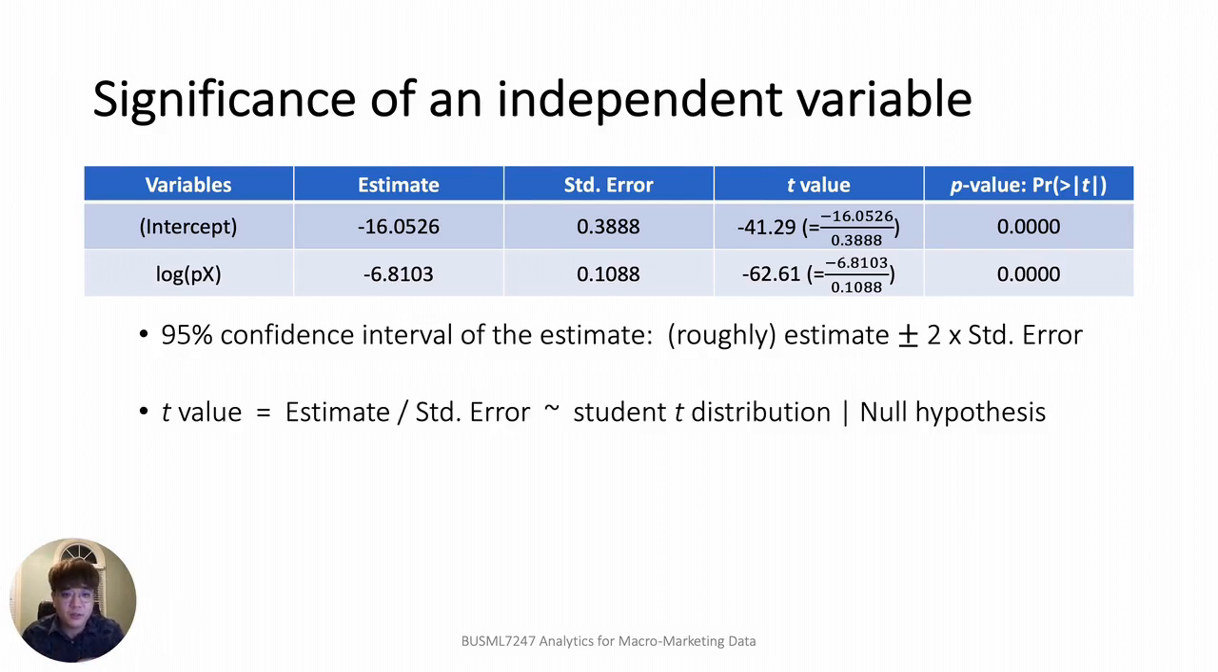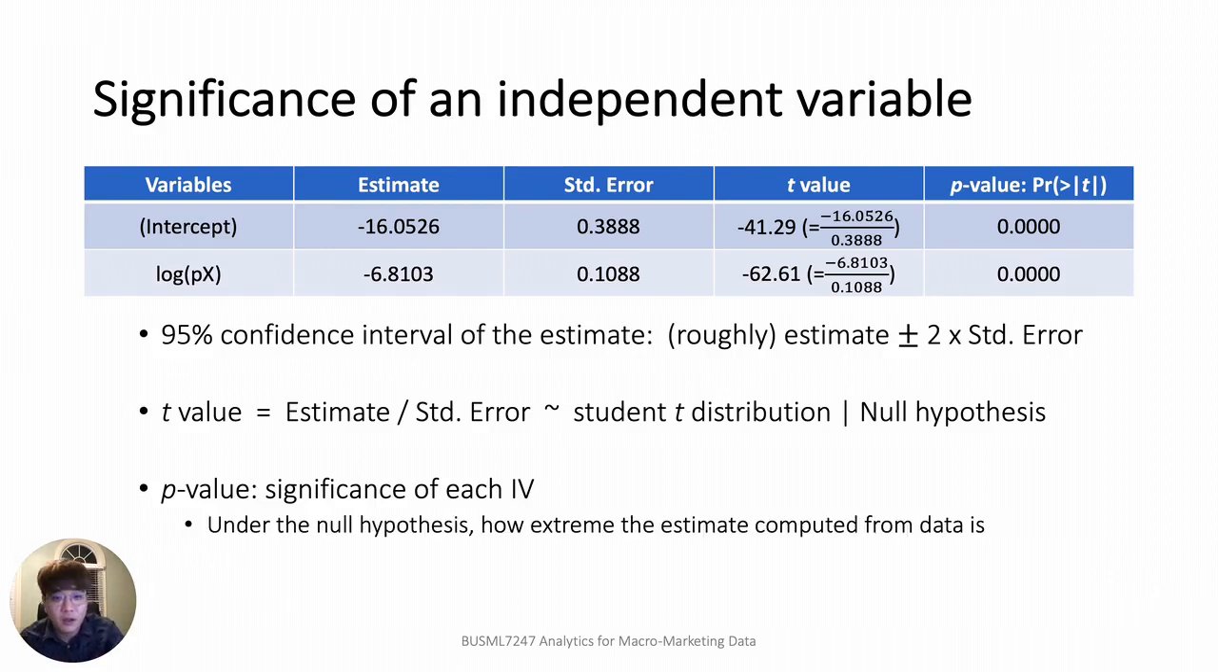The third column shows t-statistics. It is given by dividing the estimate by the standard error. This value follows a mean zero student t-distribution under the null hypothesis. Usually, we interpret the t-statistics through p-values, which are given in the fourth column. Under the null hypothesis, that is, if the true value is assumed to be zero, the p-value implies how extreme the estimate computed from the data is.